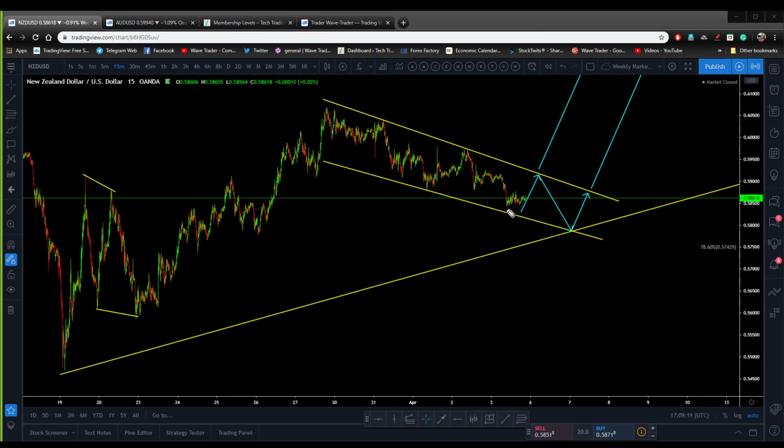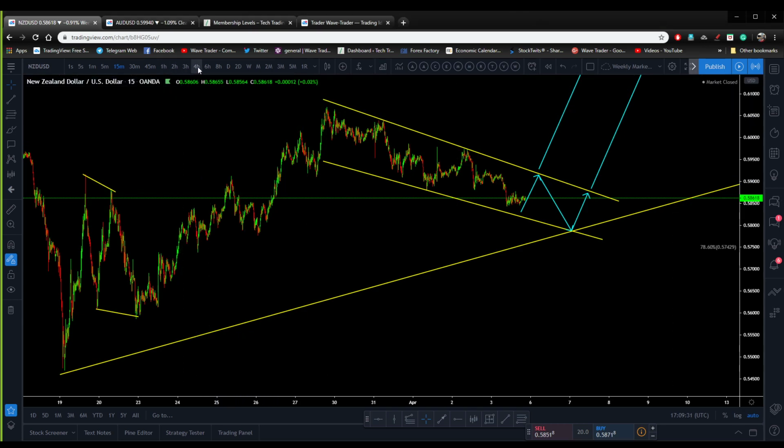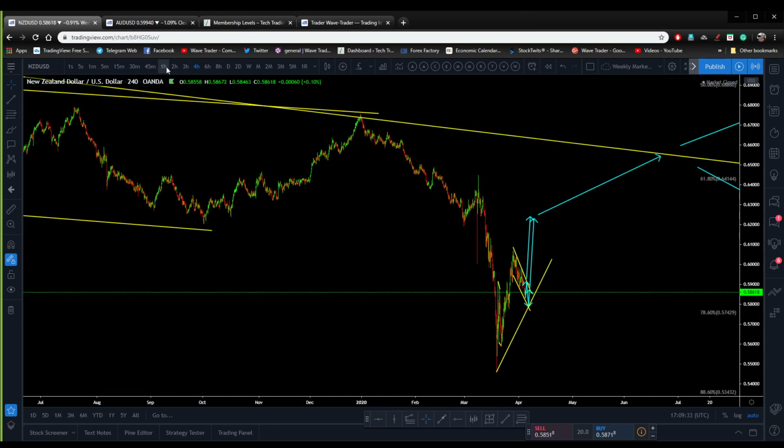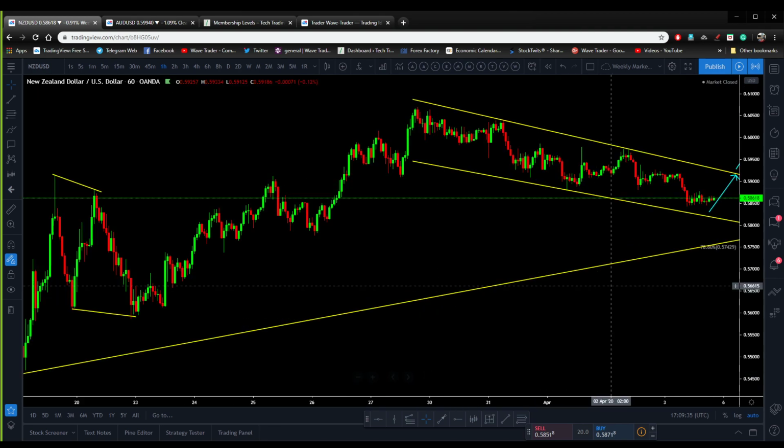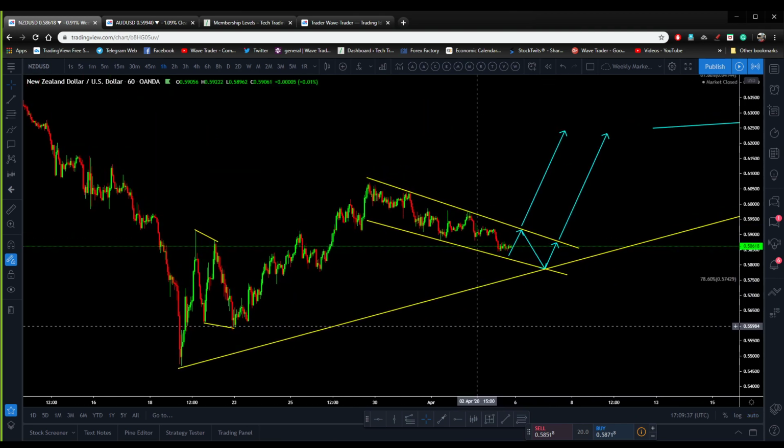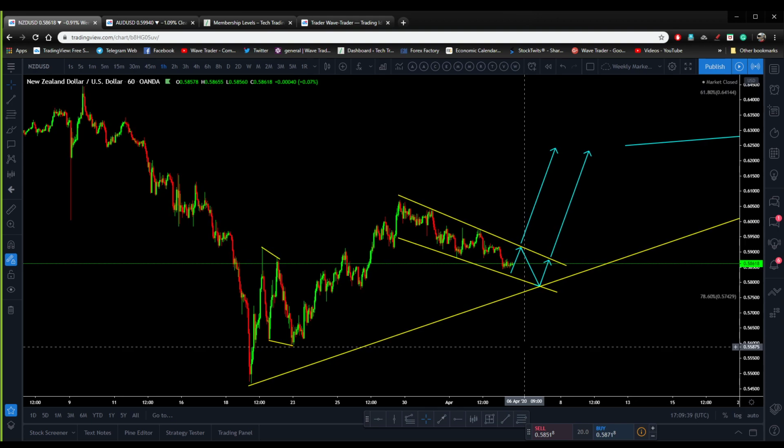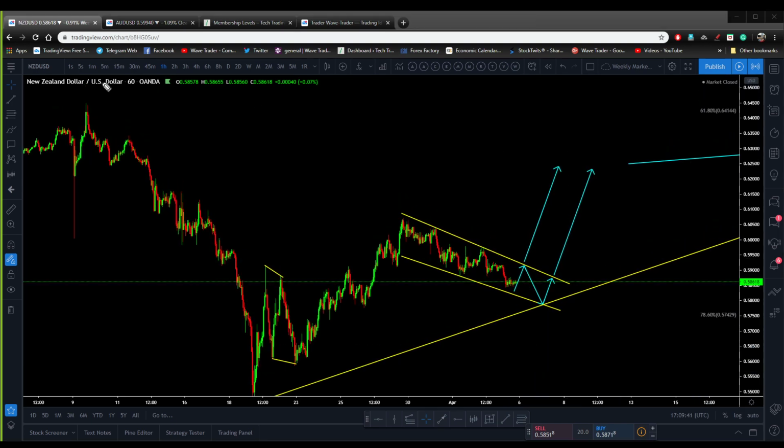So correction, breakout, one more leg. Correction broken down, correction broken down, breakdown, and then break up this whole flag for the upside. So you're looking for a breakout, guys. Let me go to this 1 hour time frame. This flag to break out and the New Zealand dollar to go all the way back to that top. This is your short to medium term target.